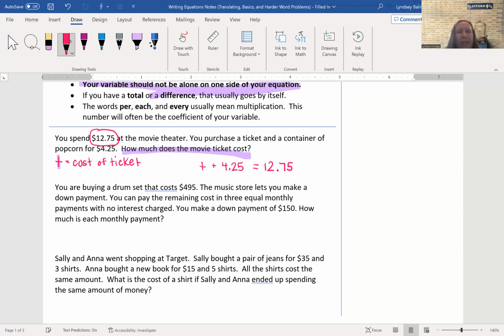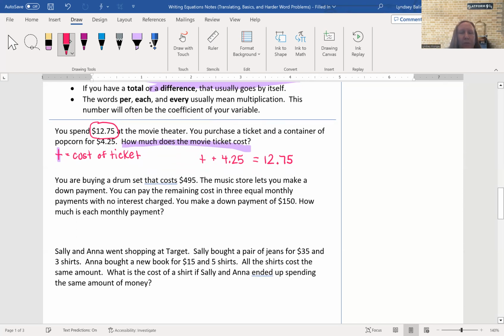Okay, the next one is you are buying a drum set that costs $495. The music store lets you make a down payment. If you don't know what a down payment is, that's usually for pretty big purchases like a house or a car, where you give them some money and they let you drive the car off the lot, or they let you live in the house, but you still have to make those payments. So a down payment is just you giving them some money, but you can pay the remaining costs in 3 equal monthly payments with no interest charged. You make a down payment of $150. How much is each monthly payment?